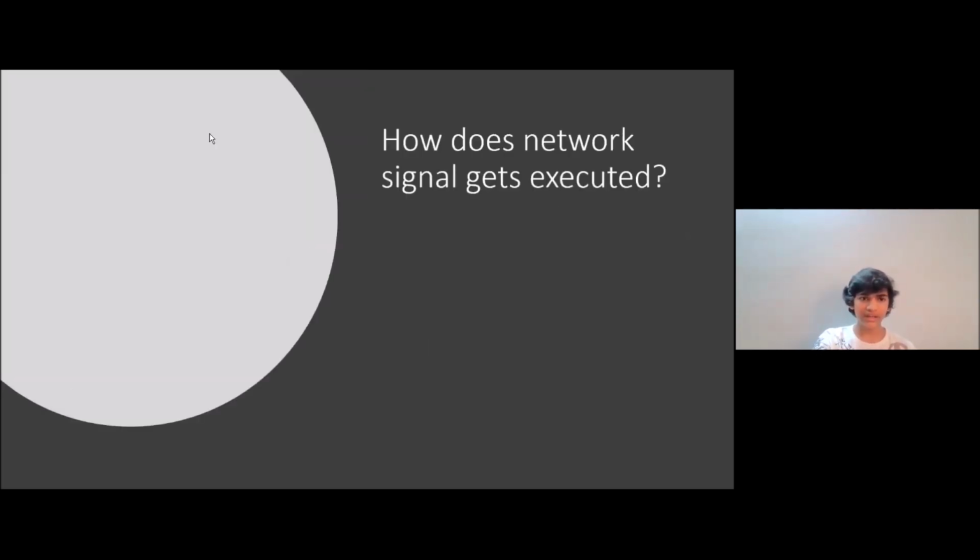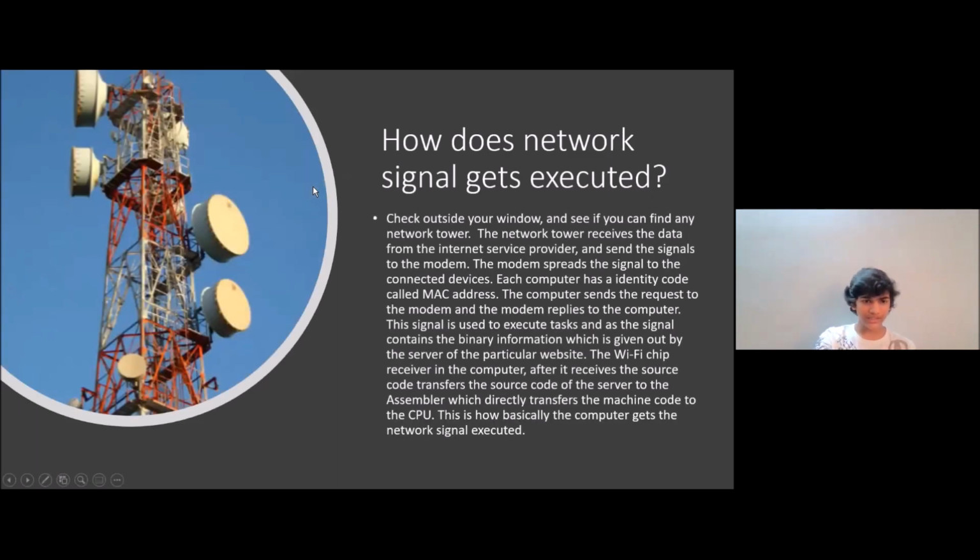So now, how does this network signal get executed? If you can, just check outside your window, or you might later. You might find this type of tower within a few radius in your eyesight. This tower is the communication device between the internet service provider and the modem. The network tower receives the data from the internet service provider and sends the signal to the modem, or it receives the request for data from the modem and sends it to the internet service provider.